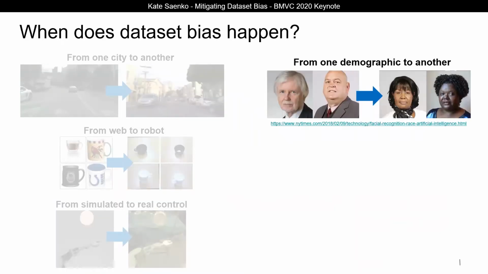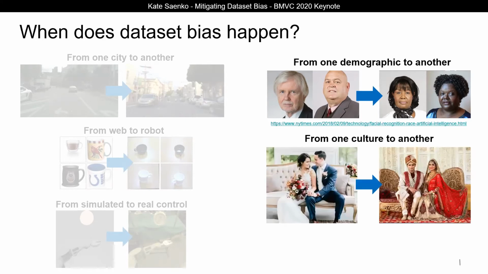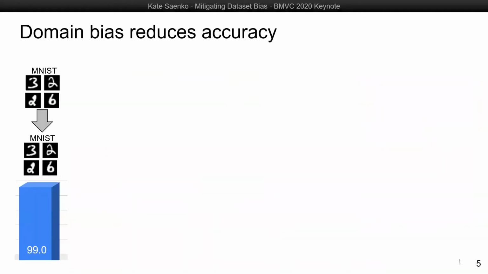However, we can also think of a shift from one demographic to another, where the training data might contain primarily images of males of a light skin tone, but at test time we're given images of darker skin tone and more females. Another example is, suppose we're trying to recognize weddings and our training data comes from North America, where the bride and groom may look very different than in images of weddings from India, for example. So in all these cases, the problem with domain bias is that it reduces the accuracy of the trained model.